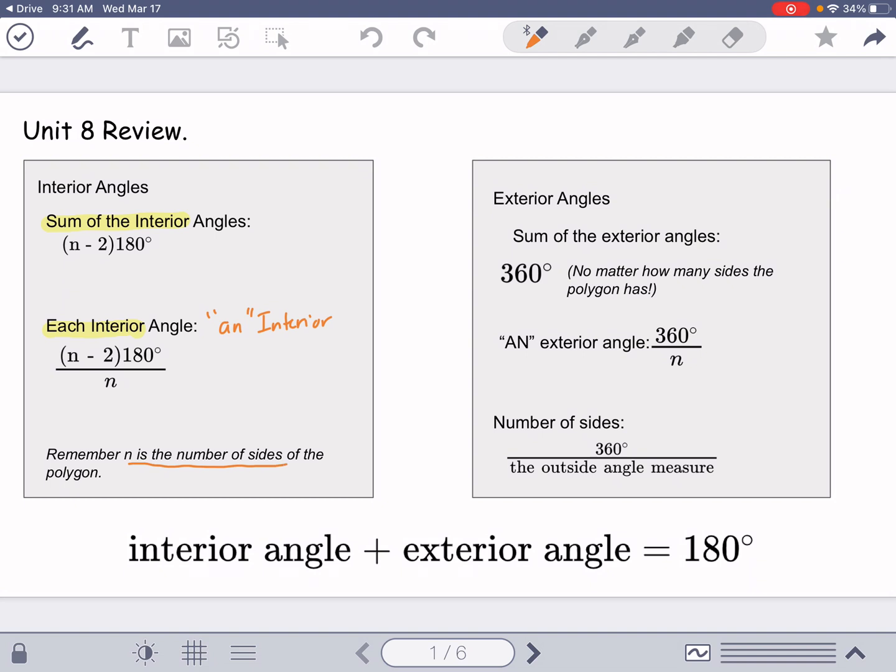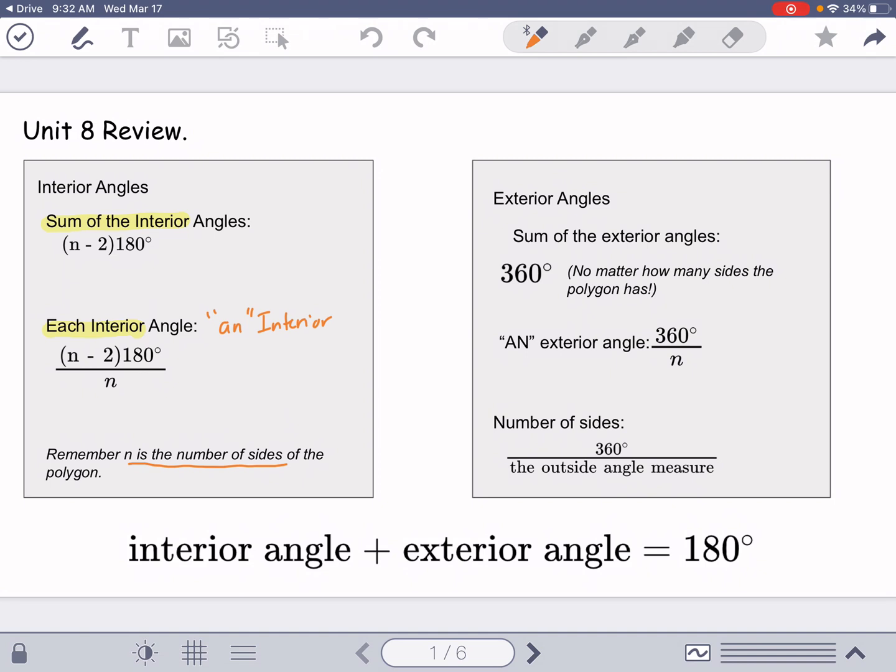For exterior angles, for all polygons, the sum of the exterior angles is 360 degrees. Now, if your problem is asking for one of the exterior angles, you're going to say 360 divided by n. Again, n is just the number of sides. If the problem wants to know the number of sides a polygon might have, and it gives you the outside angle measure, so it gives you one of those angles on the outside, you would say 360 divided by whatever that angle measure is on the outside.